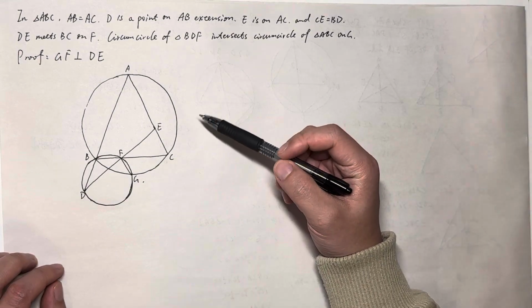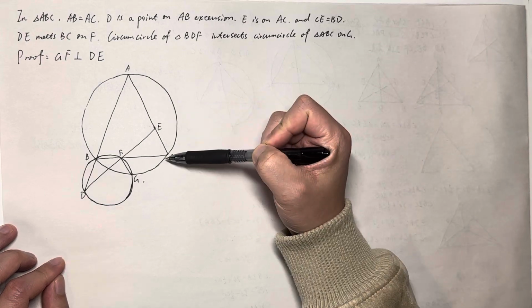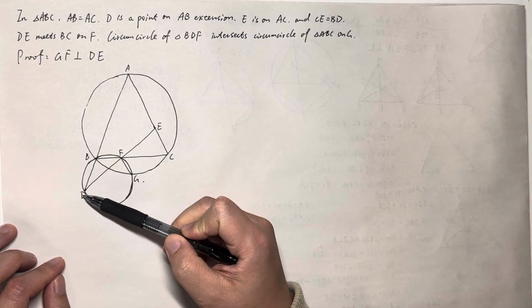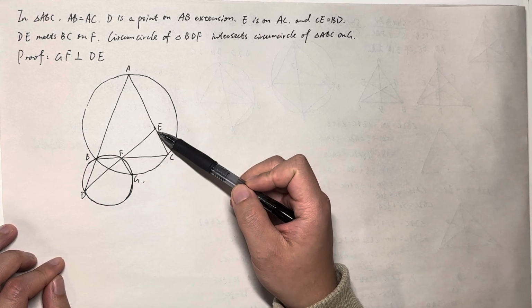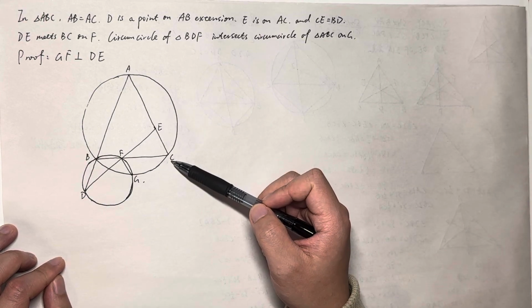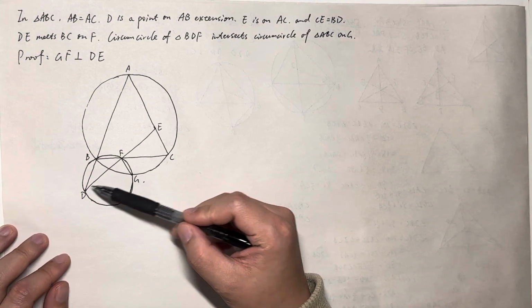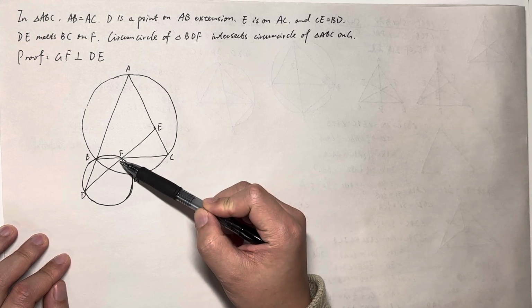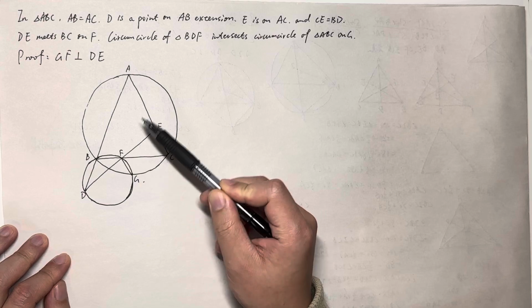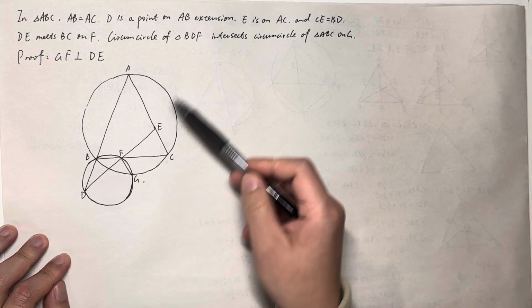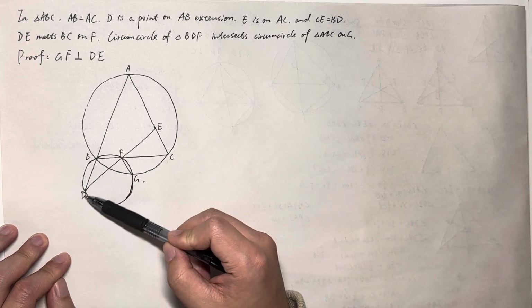Let's see the problem. In triangle ABC, AB equals AC. D is a point on the AB extension. E is on AC, and CE equals BD. DE meets BC at F. The circumcircle of triangle BDF intersects the circumcircle of triangle ABC at G. Prove GF is perpendicular to DE.